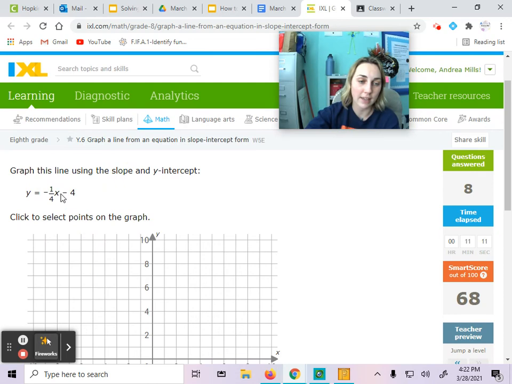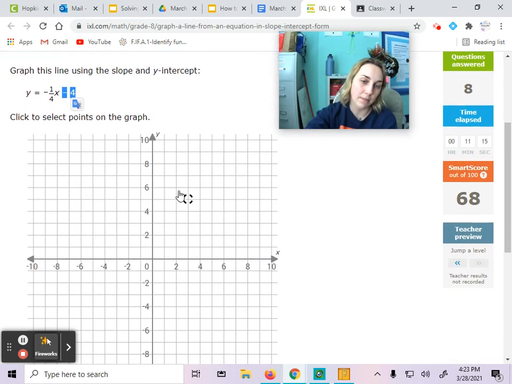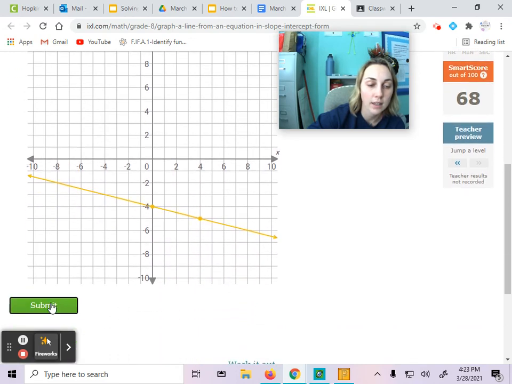All right, so I have negative everythings here. First step is my -4 is my y-intercept. So on the y-axis, I'm going to locate -4. It's right here. So that's my first point. Then my rise is -1. So I'm going to go down 1 time, and my run is going to be +4. So from here, go down 1. I'm going to run 4 times: 1, 2, 3, 4. Ta-da! And submit.